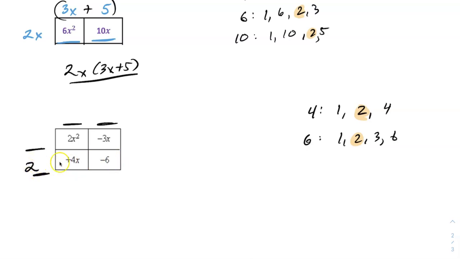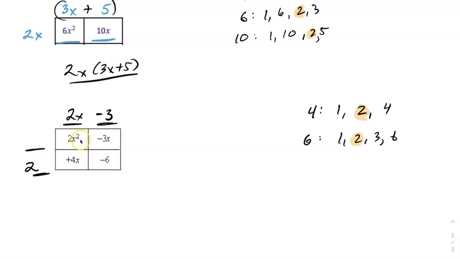So now that I know that's a 2, I probably can figure out what these two are. 2 times what gets me 4x? 2 times something gets me 4x. That would be 2x, right? 2 times 2 gets me 4. Then we're going to do the same thing here. 2 times what gets me negative 6? That should be negative 3.